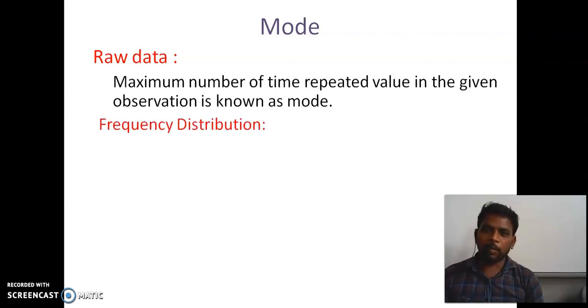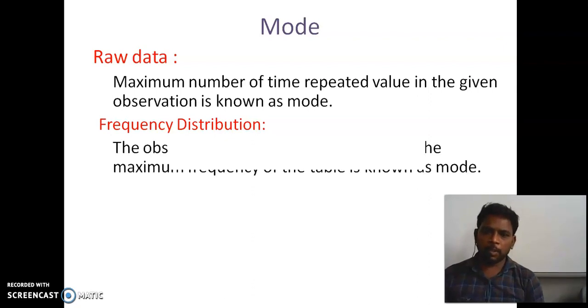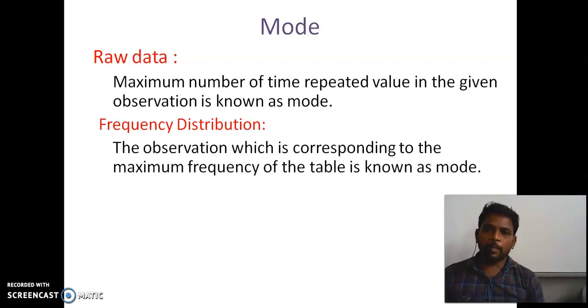In raw data, you already know this from your earlier classes, in the lower section. The observation that occurs the maximum number of times in a sequence is the mode. Similarly, in a frequency distribution, we have to select the maximum frequency from the frequency column, and then take the corresponding value in the observation, which is the mode. That is the observation corresponding to the maximum frequency of the table.